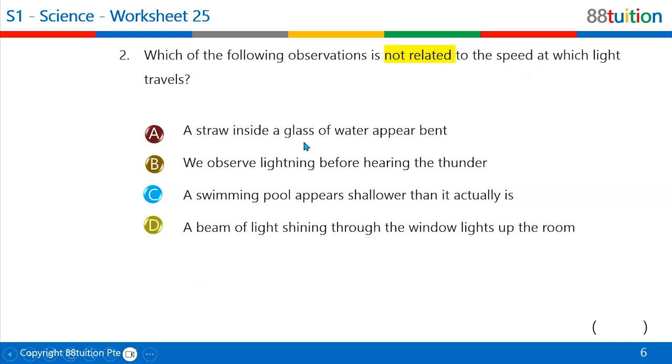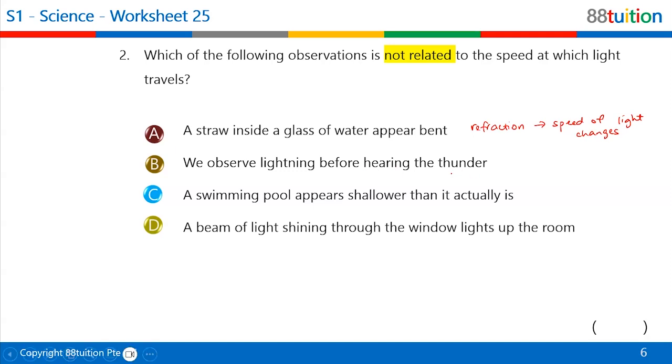A straw inside a glass of water appears bent. Now, when the straw is inside a glass of water, you know that it has to be refraction taking place. Yes, that is related to the speed of light, because the speed of light changes. That's why there is refraction. That's why light bends.